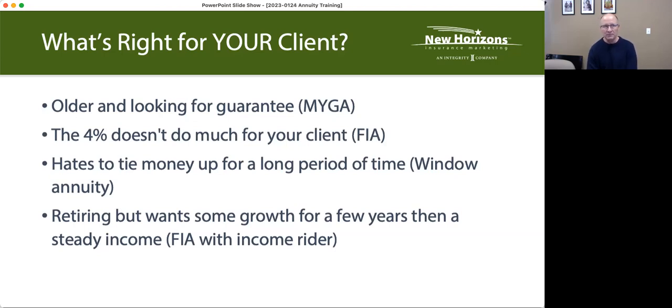And then that last bullet, a retiring person who wants some growth for the next few years, but after that is looking for a steady income. We have a couple of really nice fixed indexed annuities that are really nice accumulators of growth. And then at some point you can trigger the lifetime income rider. We have one that is exceptional: you can trigger it, take it back, and trigger it again, so it gives you a little flexibility on that part.